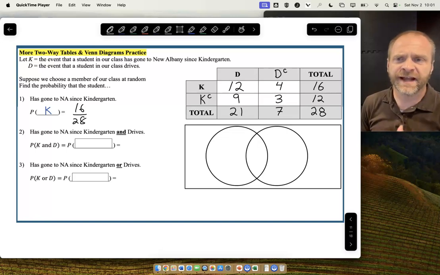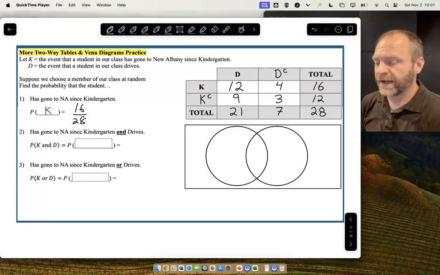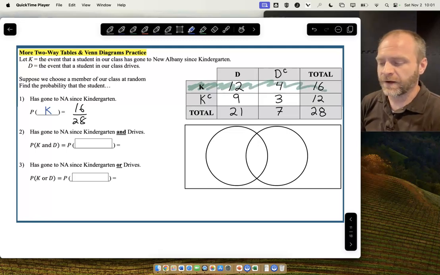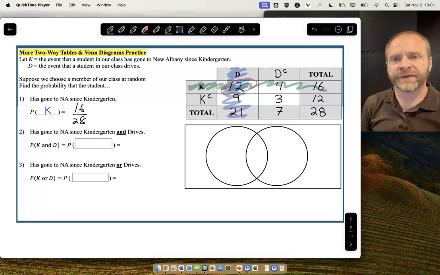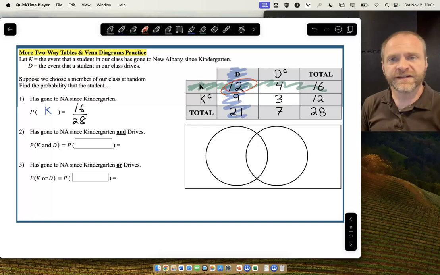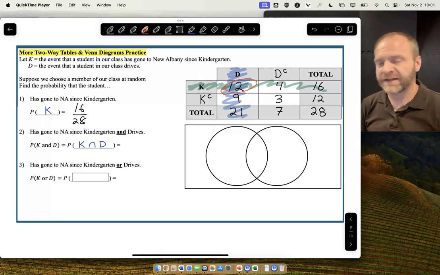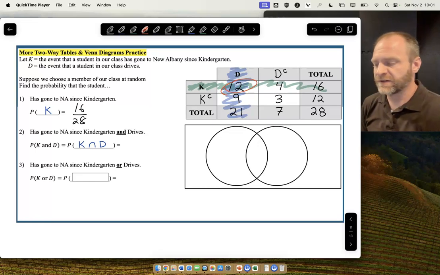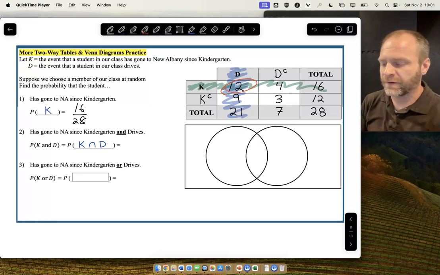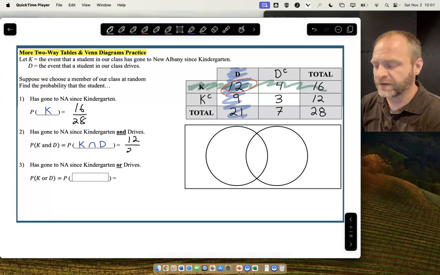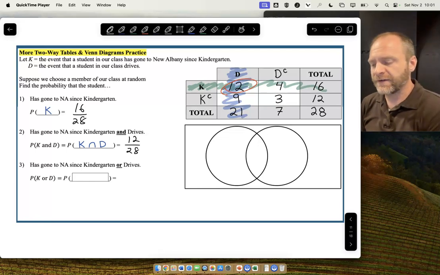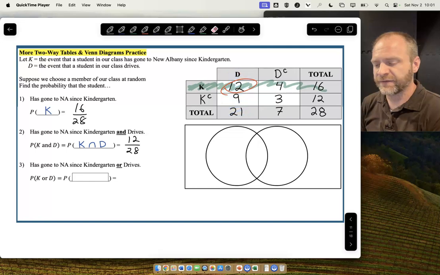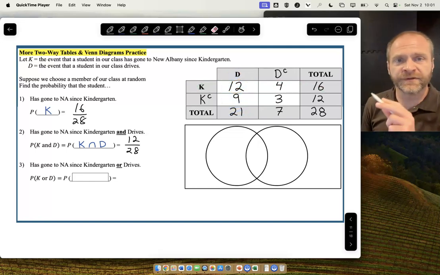Now question 2 says they have gone to New Albany since kindergarten and they drive. So they have gone to New Albany since kindergarten, so right here, and I want them to be able to drive. Well, if we're focusing on the intersection there, there were 12 students, K and D. So that would be K intersect D. Notice the notation, the symbol there. So for that one, that would be 12 out of 28. And so we're practicing more of, do we understand the different setups and how to go through and find probabilities from the two-way tables?